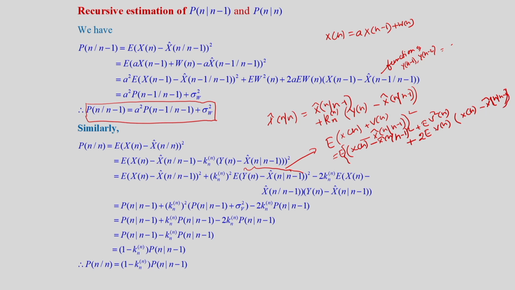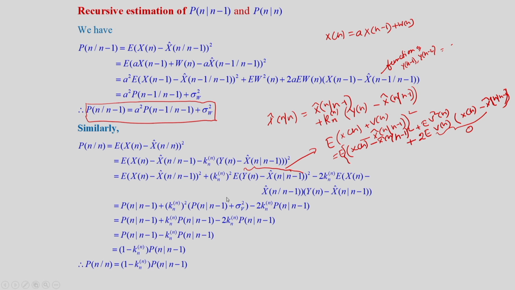Now, this part v n is independent of x n and v n is independent of all past data. So, that way v n is independent of x hat n given n minus 1 also. Therefore, this part will result in 0. So, what we will have is this is mean square prediction error, and this is sigma v square. So, we can write it as k n whole square into P of n given n minus 1 plus sigma v square.